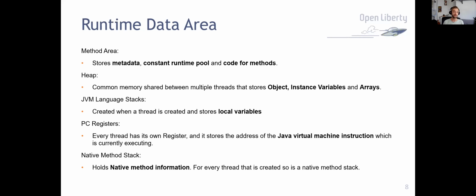You have your PC registers. Every thread has its own register, and this stores the address of the current Java virtual machine instruction which is being executed. And then you have the native method stack, and this holds native method information. So for every thread that's created, essentially a native method stack is also created.